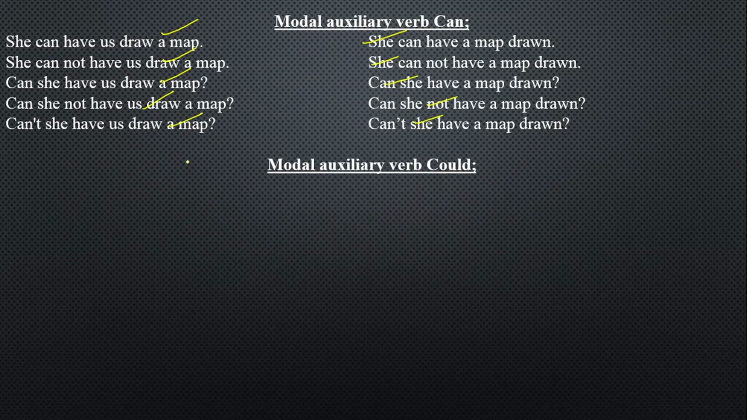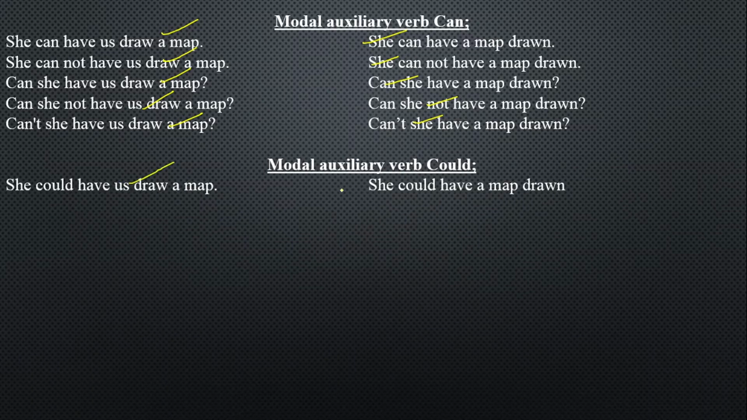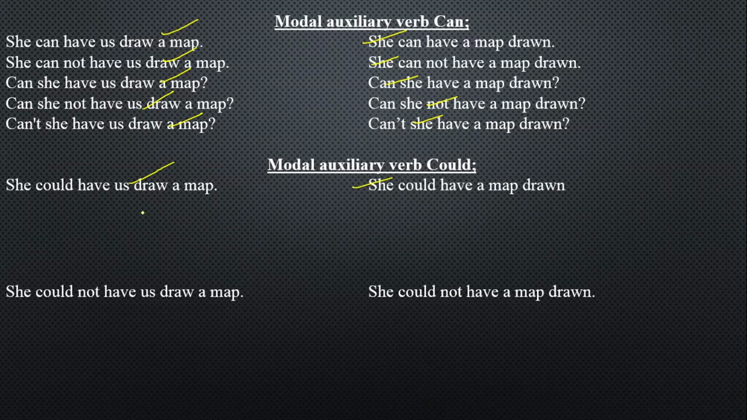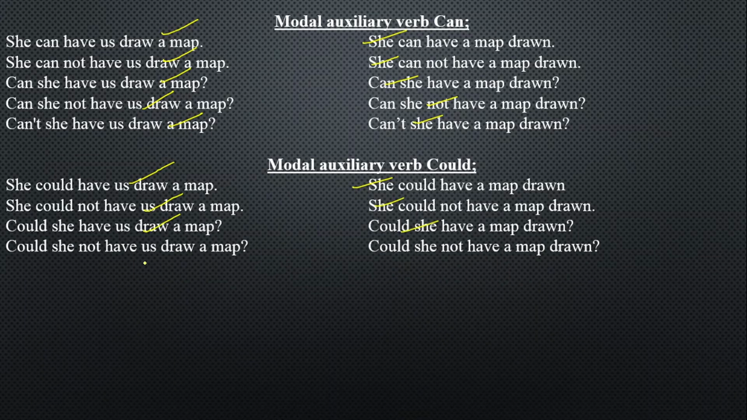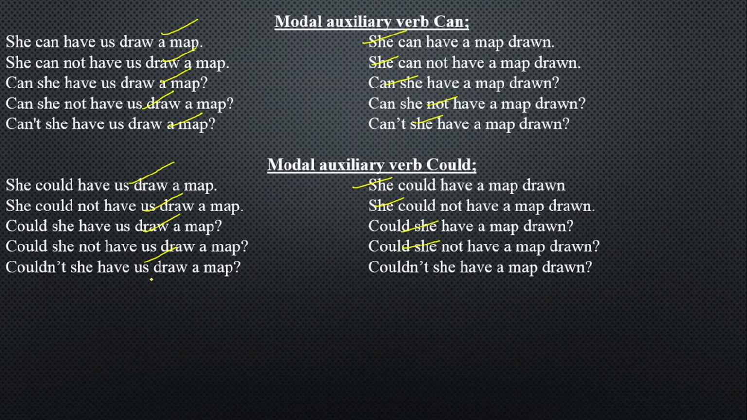Next is could. She could have us draw a map. She could have a map drawn. She could not have us draw a map. She could not have a map drawn. Could she have us draw a map? Could she have a map drawn? Could she not have us draw a map? Could she not have a map drawn? Couldn't she have us draw a map? Couldn't she have a map drawn?